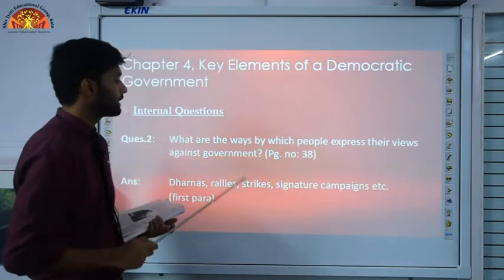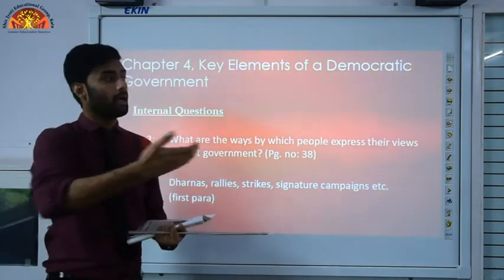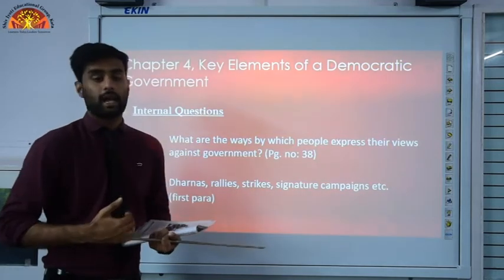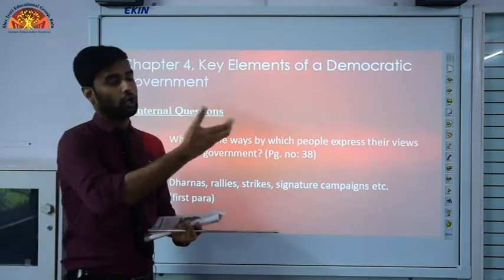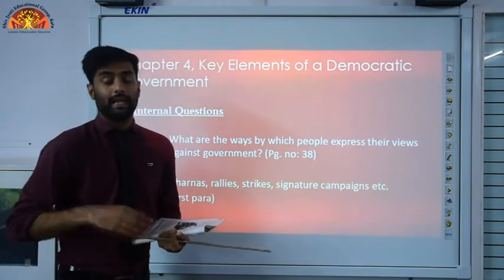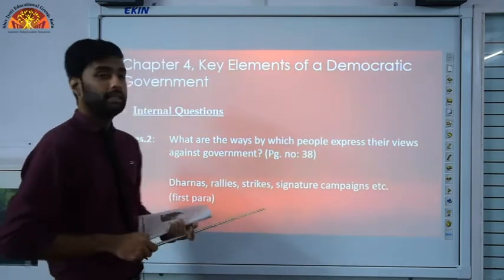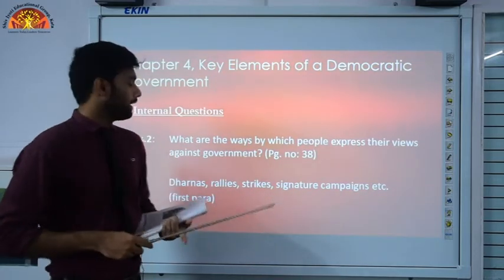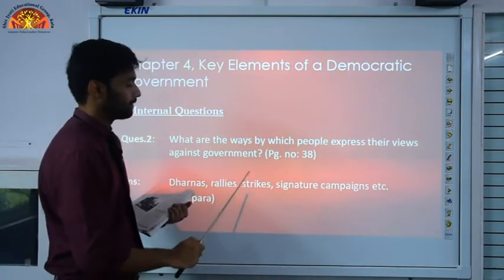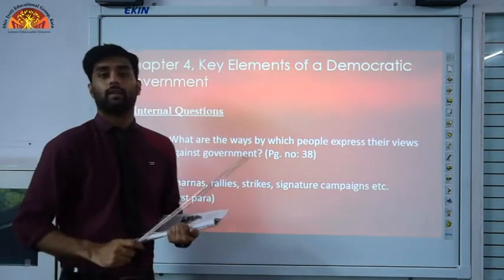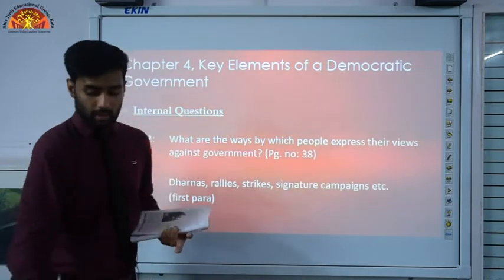Okay, these are some ways by which people can express their views, what we are thinking about the government's policies. After we have elected the government, it is ruling over us for 5 years. That doesn't mean that they can do whatever they want. If the government does something which is not liked by the people, they can organize dharnas, rallies, strikes and signature campaigns so that their voices can be heard.